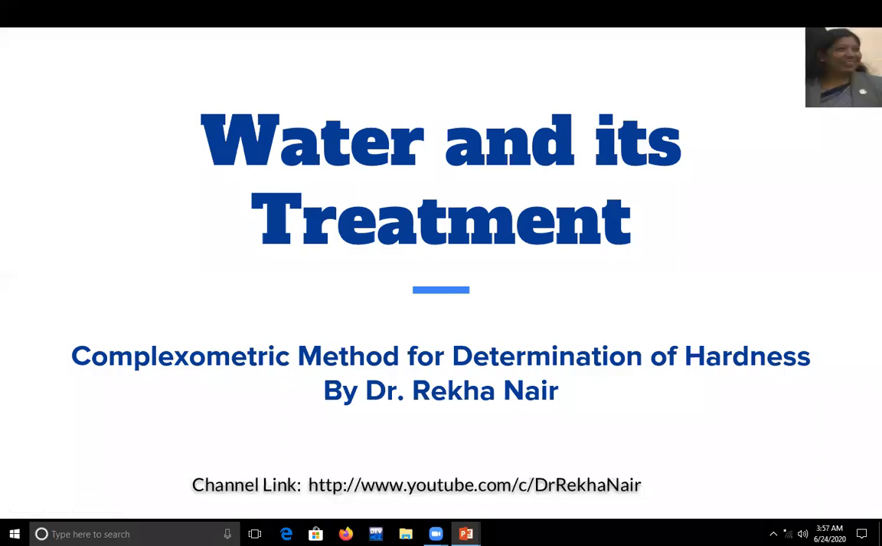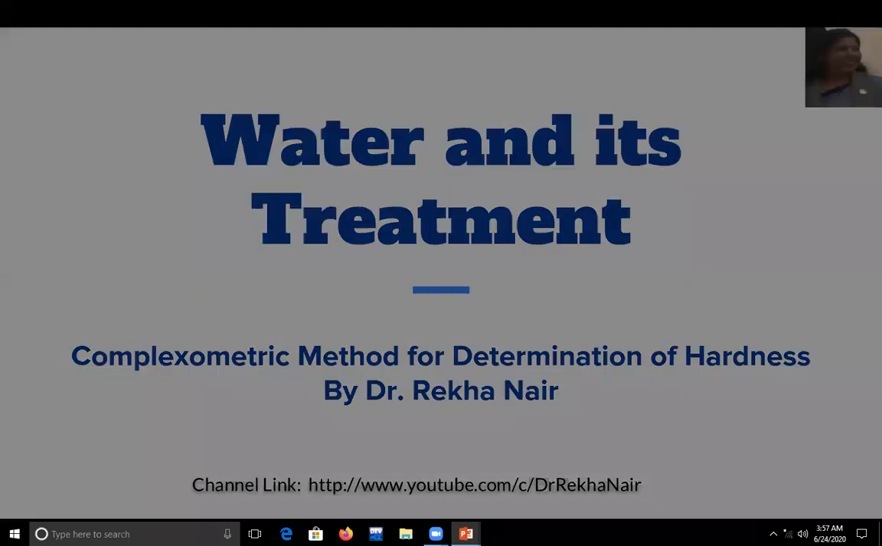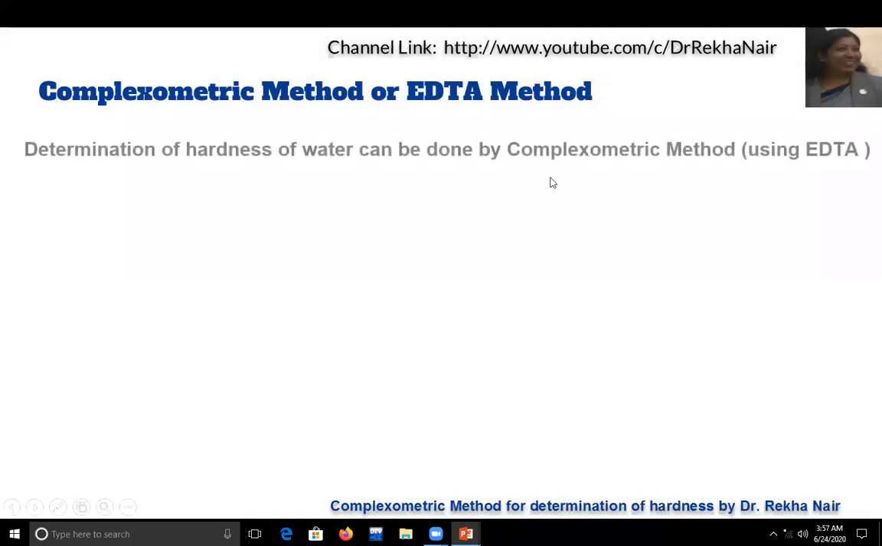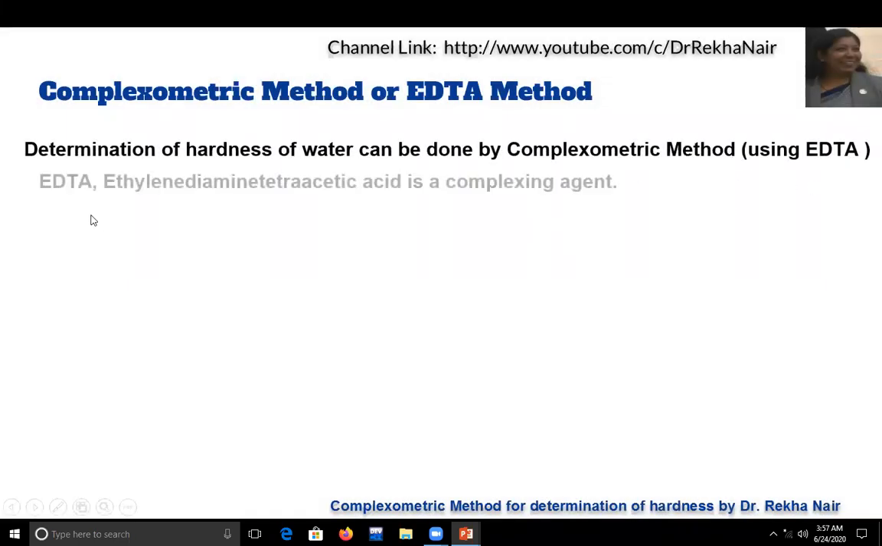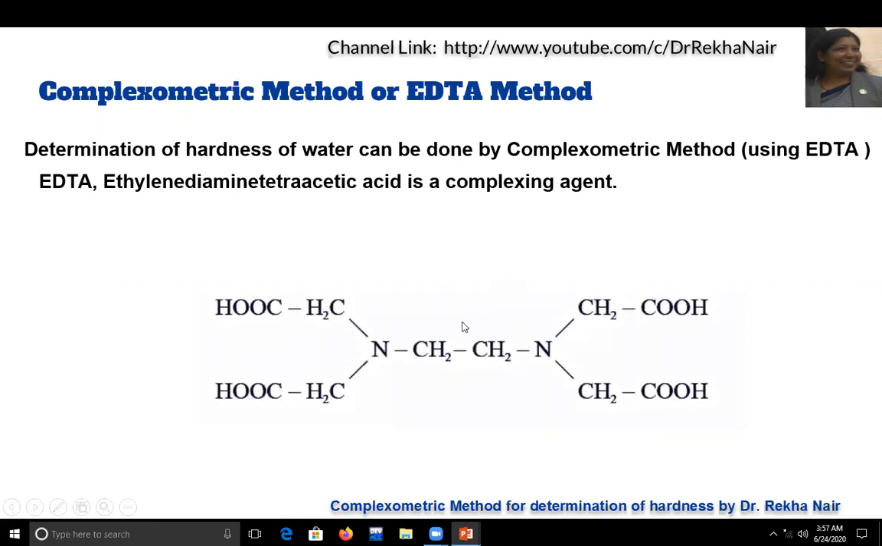Hello friends, today we are going to discuss the determination of hardness using the complexometric method, or EDTA method. Now, what is EDTA? EDTA is ethylene diamine tetraacetic acid, which is a complexing agent, and using this EDTA we are going to determine the hardness of water. See the structure of EDTA.